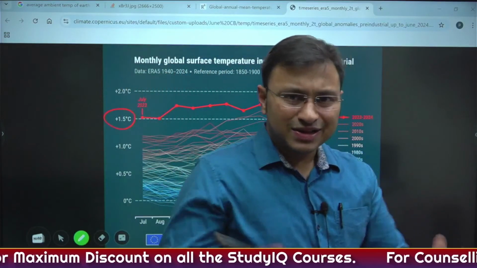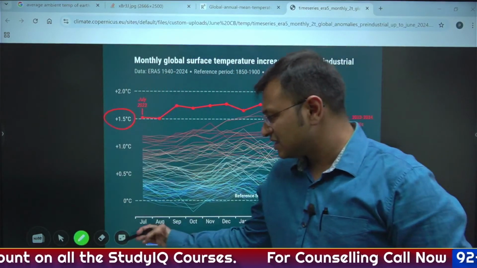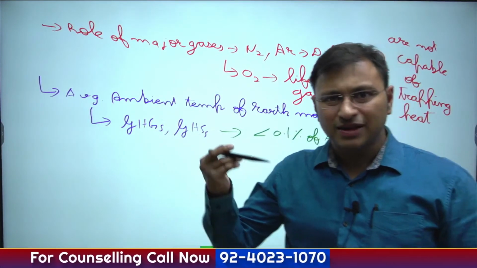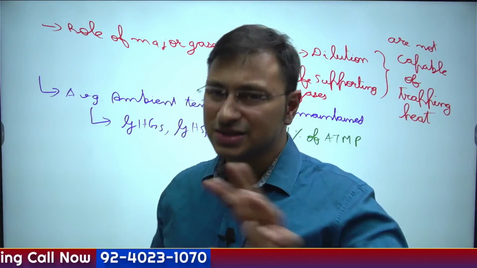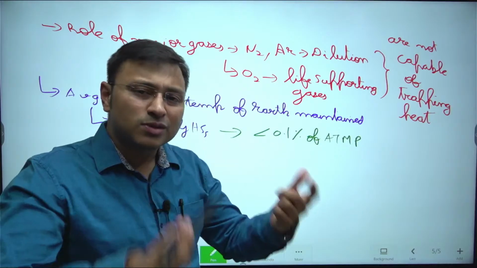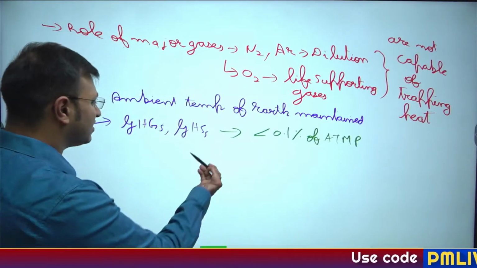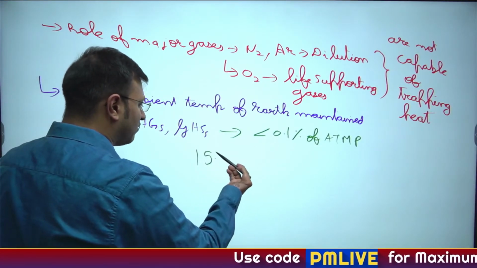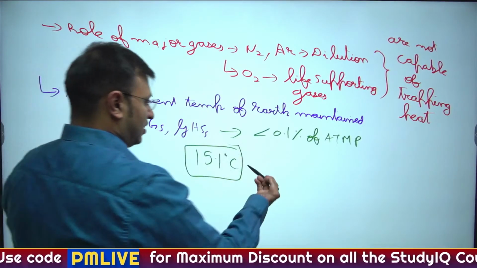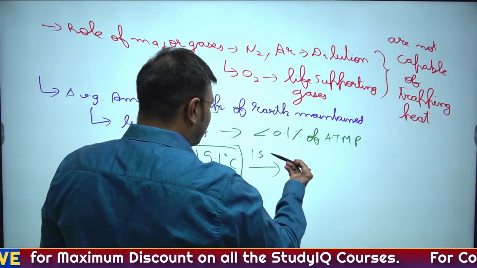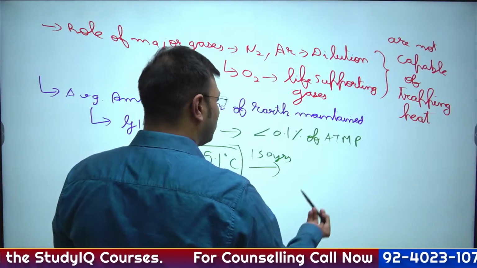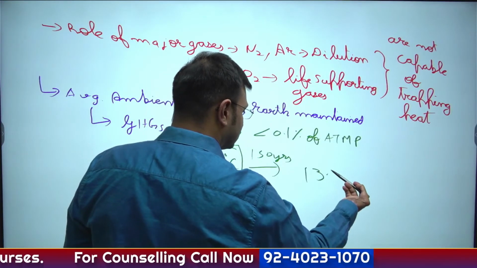So who is maintaining this? Is basically the major role played by the major gases of the atmosphere? The answer is no. The gases which account for less than 0.1% of the atmosphere are maintaining the average ambient temperature right now of around 15.1 degrees Celsius. If I reduce 150 years back, this was, let's say, around 13.5 degrees Celsius.